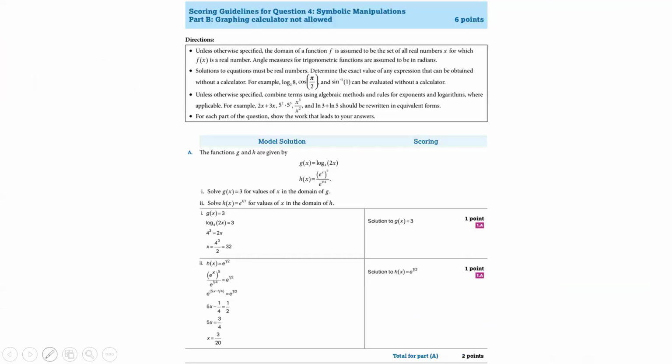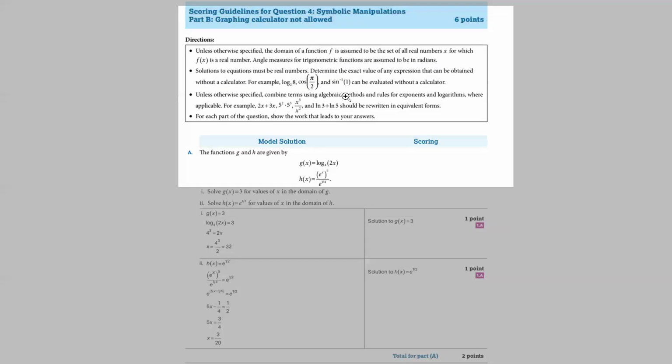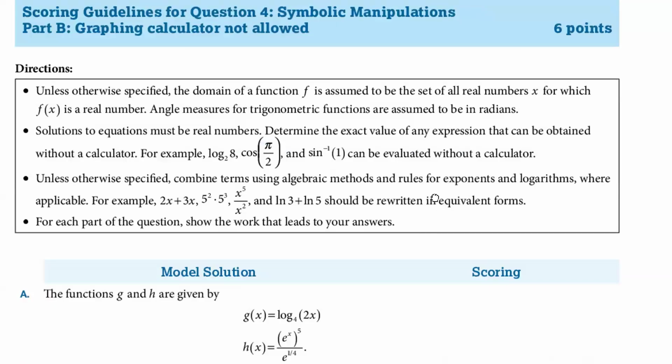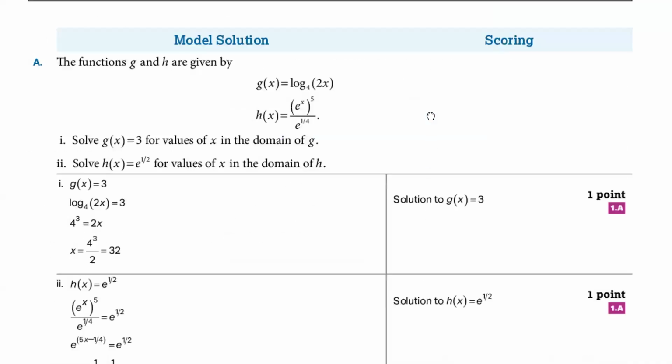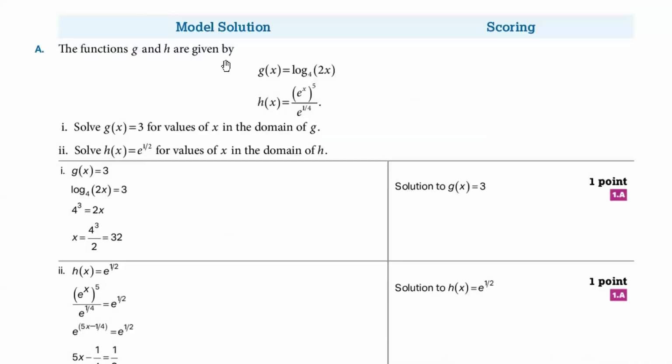All right. Then our last non-calculator is going back to unit 1 and unit 2 with a little bit of unit 3 in it. So when you look right here, we have the functions g and h given. So g is the log, h is the exponential, and it asks you to solve g of x equals 3. So you're taking g of x and setting it equal to 3. How do you cancel out a log? What's the inverse of the log?